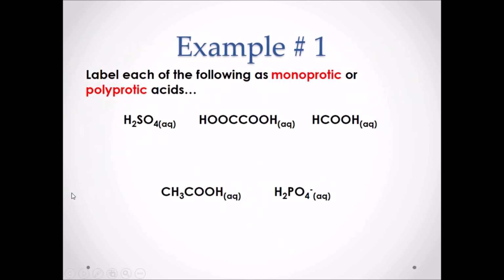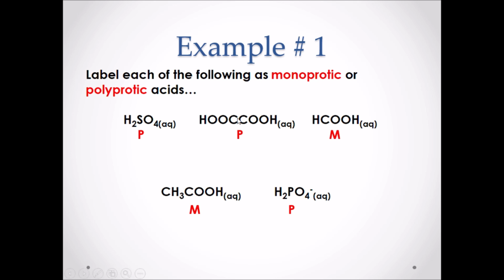Example number 1. Label each of the following as monoprotic or polyprotic acids. Pause the video and attempt this example. For our first 3 chemical formulas, we have the following answers. And for our remaining 2, we have the following answers. If we look at our first acid, H2SO4, it has 2 hydrogens in its chemical formula, therefore it's polyprotic.